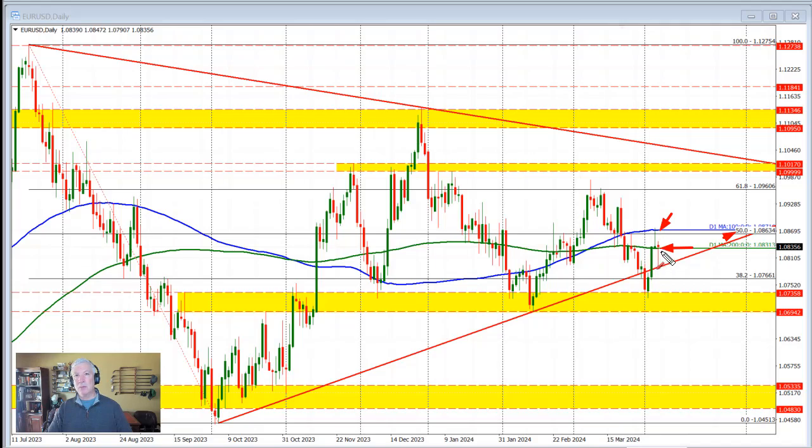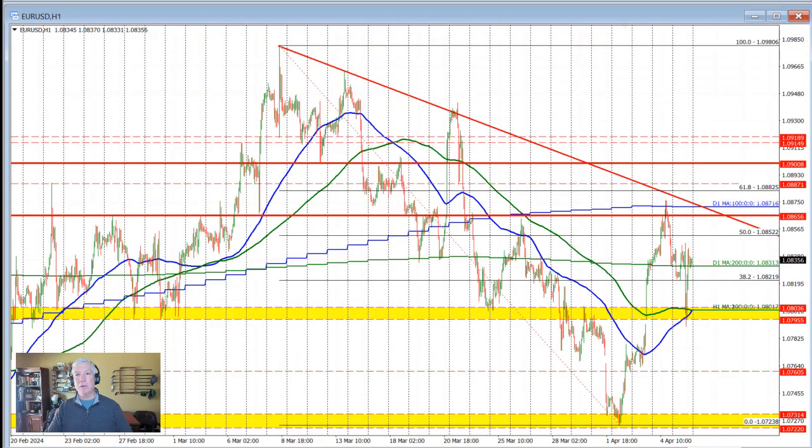Conversely, if we start to break back below the 200-day moving average and move back down toward this trend line right here and break below that, then we look up for the broken 38.2, and guess what? Back to the old levels right here. So the story sort of remains the same, doesn't it? We still have those levels that we had last week in charge going into this week. But, you know, that's trading. That's what you have to deal with.